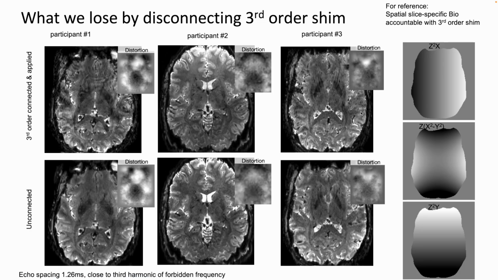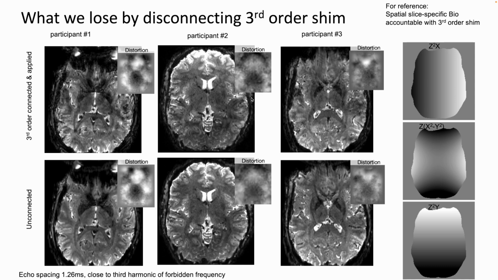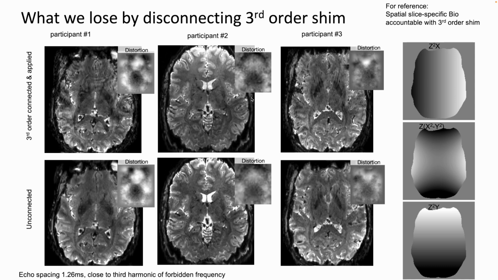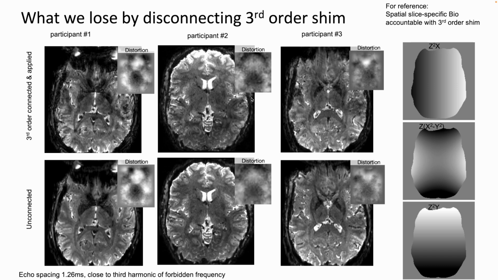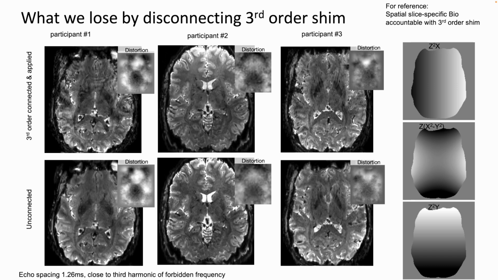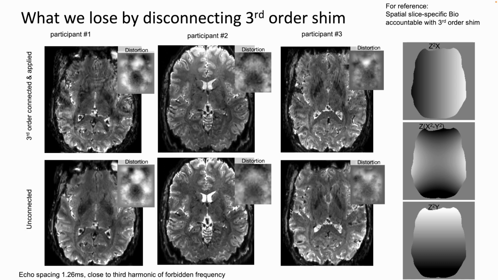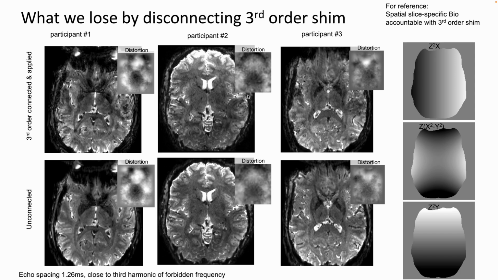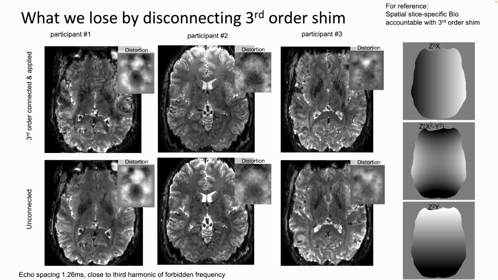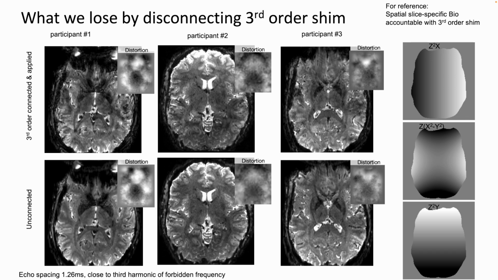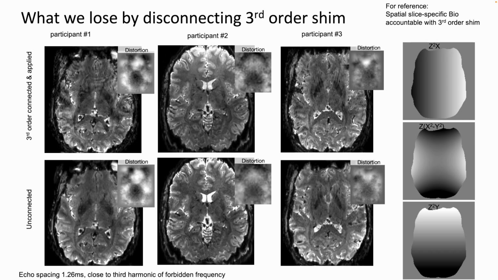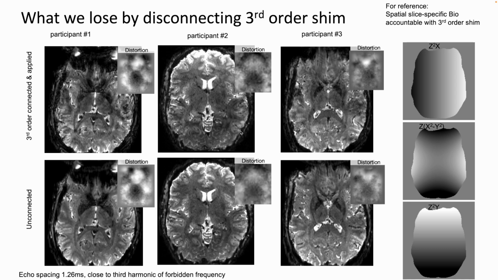But when we unplug the third order shims, we also cannot use them anymore to correct for EPI distortions. So we also tried to see how much we lose in terms of geometric distortions when we unplug them. So here you can see the conventional distortions that we always have in high resolution EPI with the third order shim and without the third order shim. And you can see that the distortions are quite severe, right? However, they are pretty similar with and without third order shims. With third order shims, you just have these additional dark spots popping up everywhere.